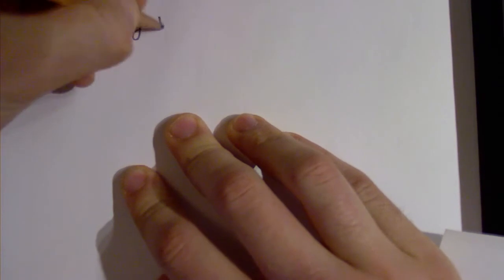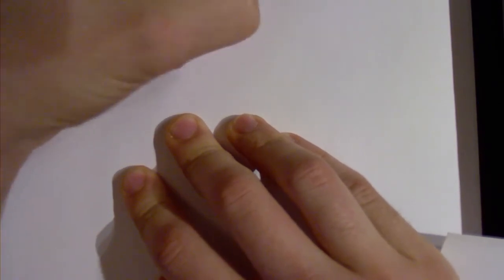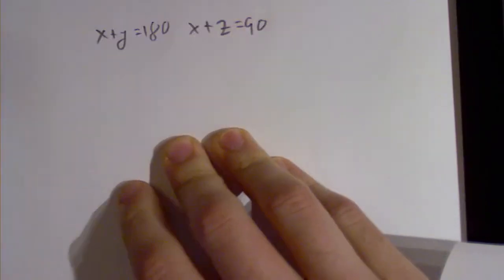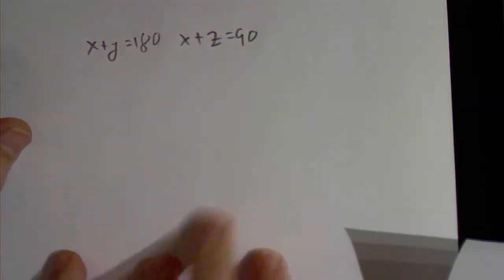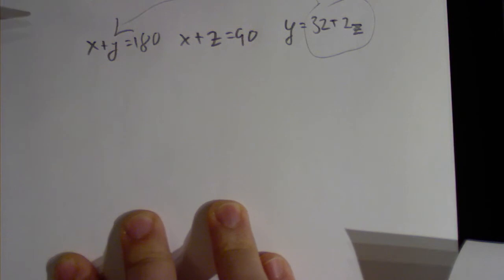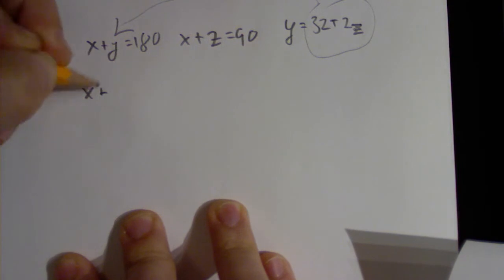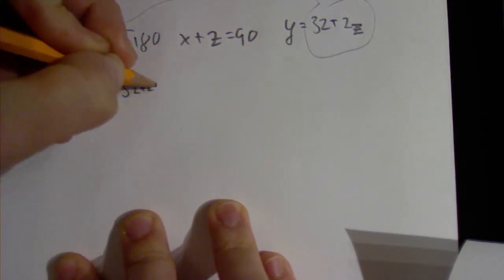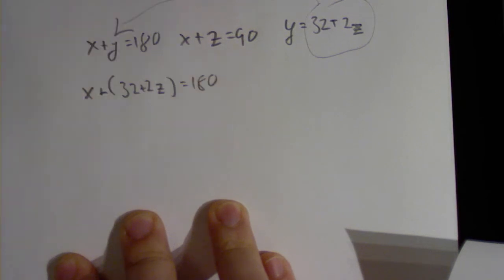All right, let's get a blank sheet here, and let's do this. So my three equations are x plus y equals 180, x plus z equals 90, and y equals 32 plus 2z, not 2x, 2z. All right, I already have that y is equal to this, so I can go back over here to replace the y in here to get rid of it. And then I now have x plus, well, 32 plus 2z equals 180.